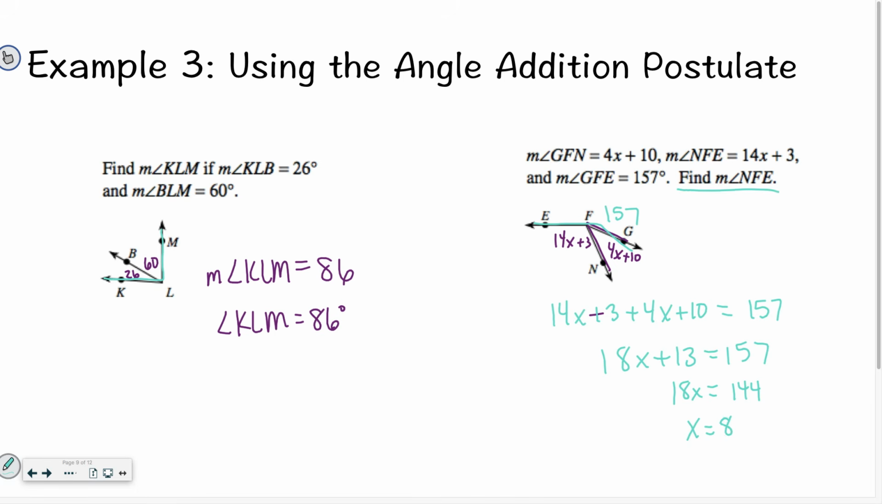And I'm trying to find the measure of angle NFE. So NFE was the 14x. So instead of x, I'm going to plug in an 8 plus 3. So that's 112 plus 3, or 115 degrees. So I can say angle NFE equals 115, or I can say the measure of angle NFE equals 115.